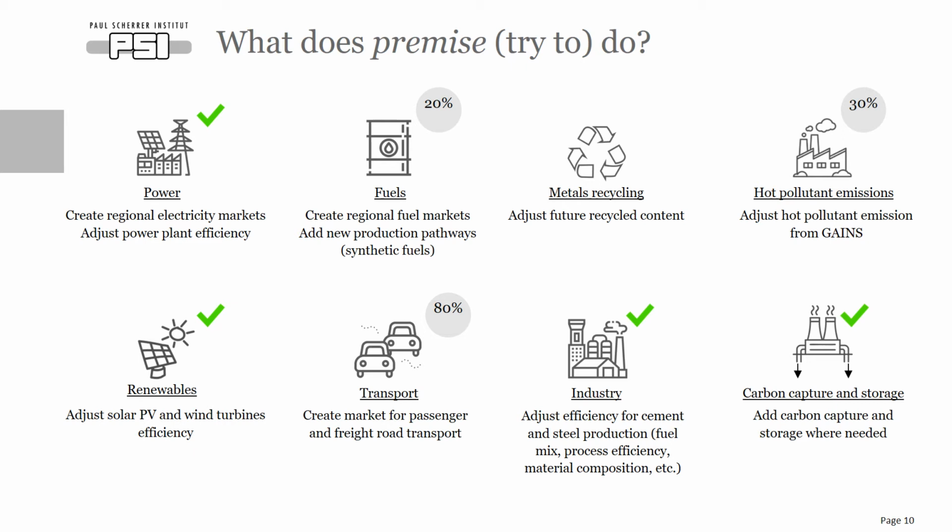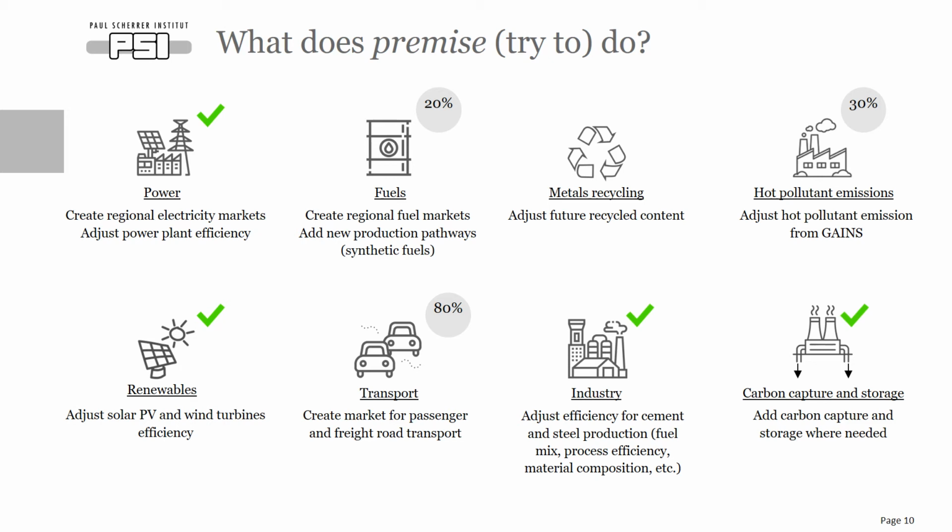Another thing that Premise does is it deploys carbon capture and storage solutions wherever the IAM thinks this would be the case in the future. So mostly for now, this occurs at the power generation level, but also at the cement production level.